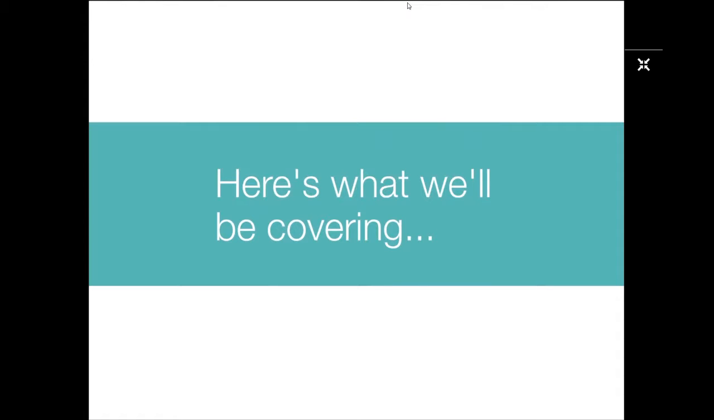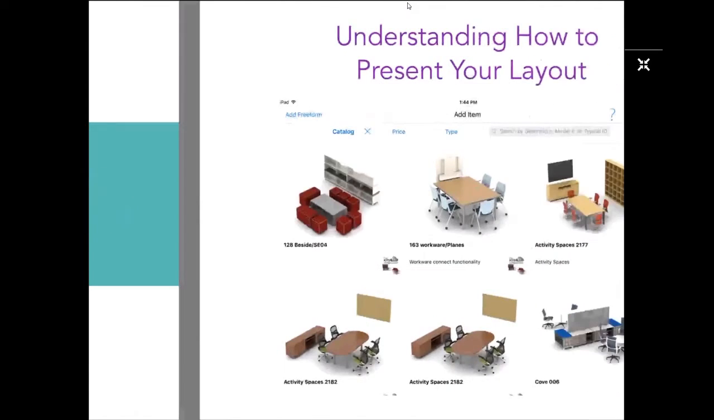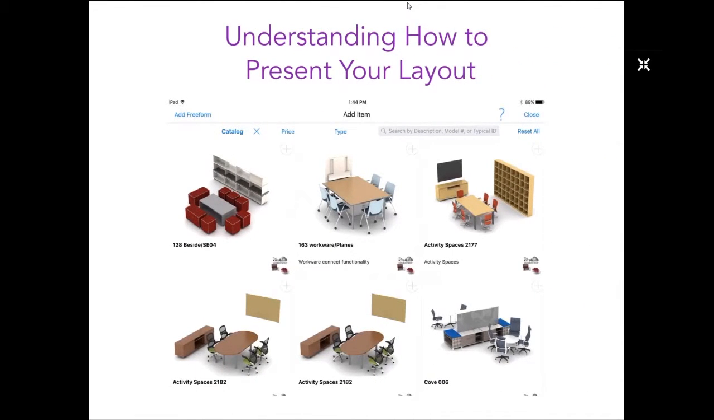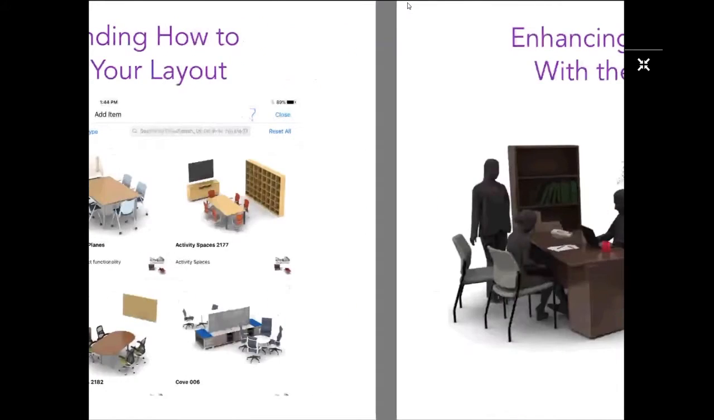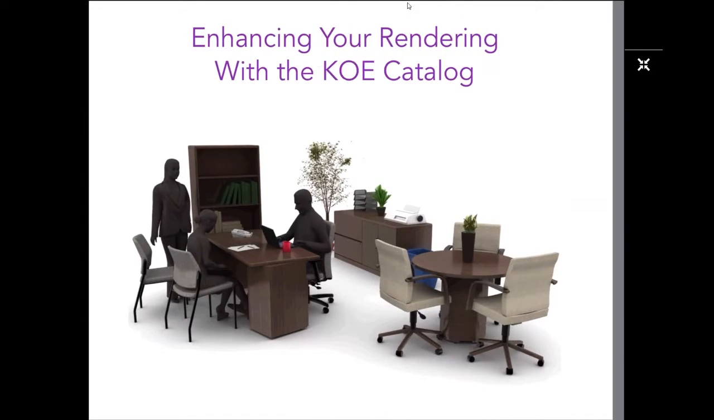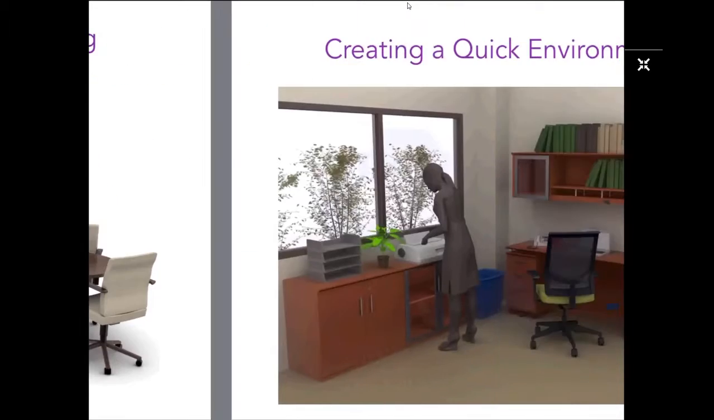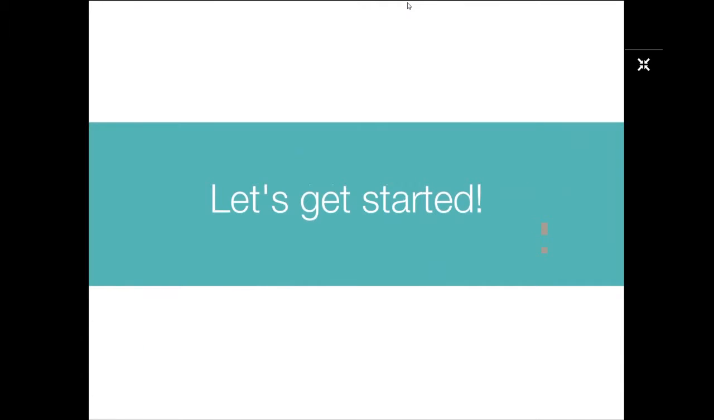All right, so the agenda for today's webinar, we're going to be going over the steps to creating that ultimate rendering. So we're going to be going over choosing the right perspective to use for your layout. Also using the KOE items to enhance your scene, including our top 5 go-to items, and also creating quick environments with the KOE architectural elements that'll help your client envision their space. As always, let's get started with the opportunity.